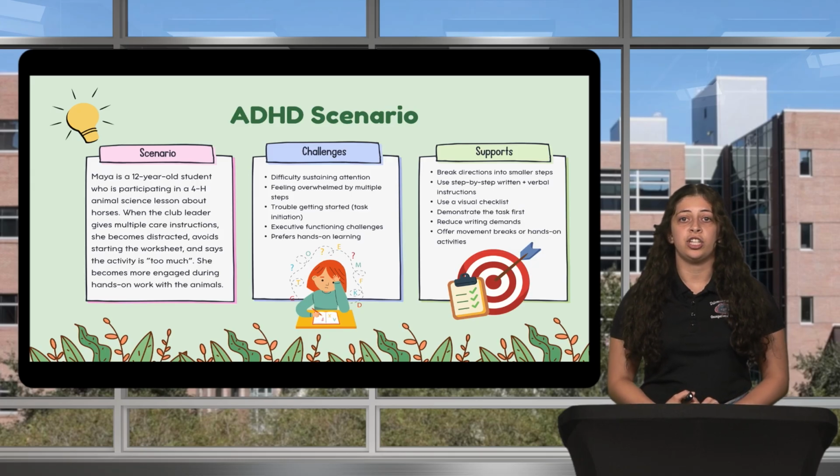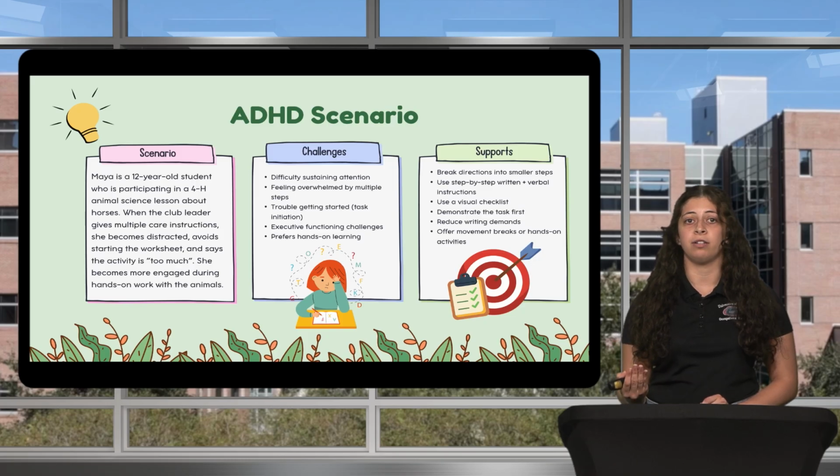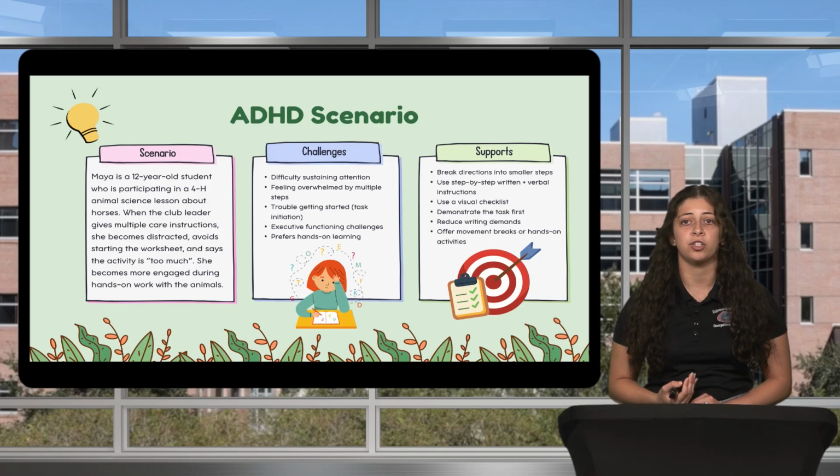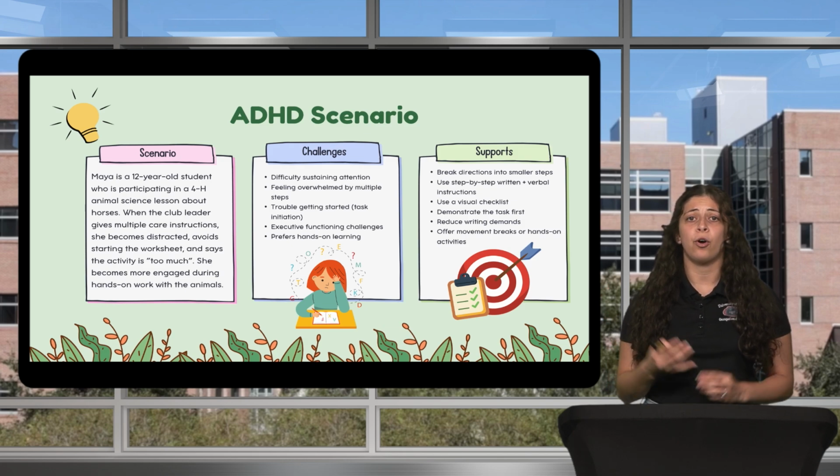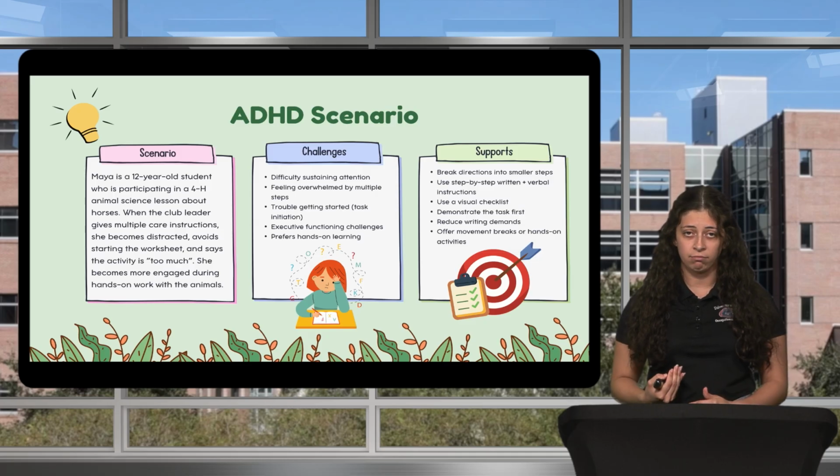In this situation, she may be experiencing difficulty in sustaining attention, task initiation, and executive functioning, especially when tasks involve multiple steps or directions. She may also feel overwhelmed by activities that require a lot of mental effort and organization.